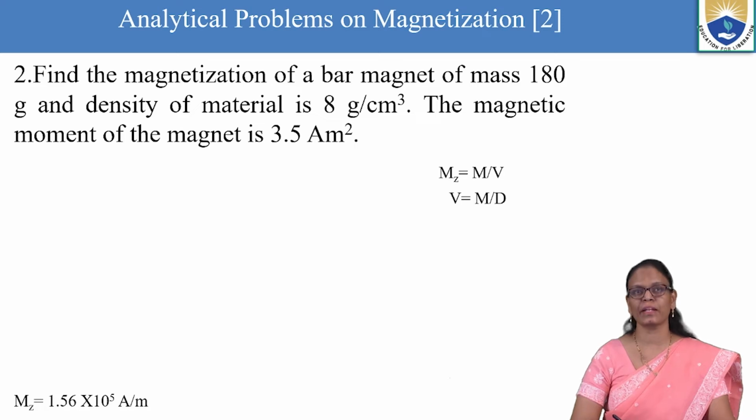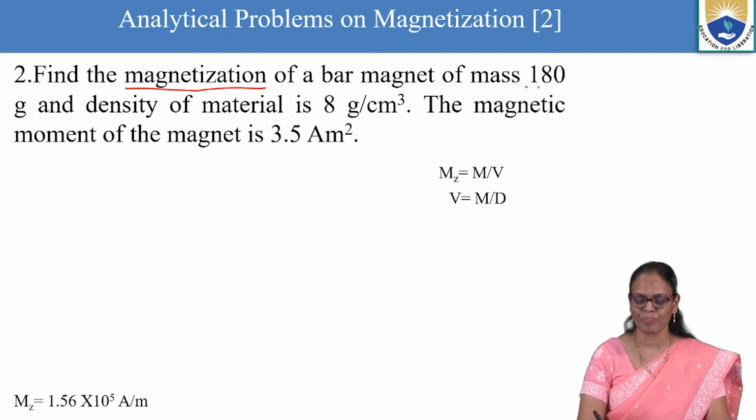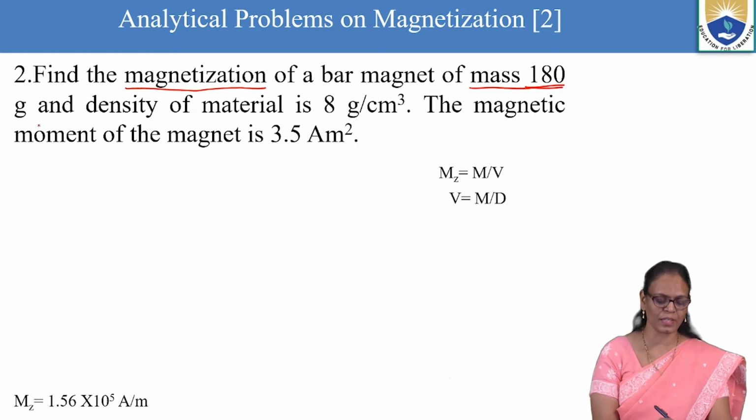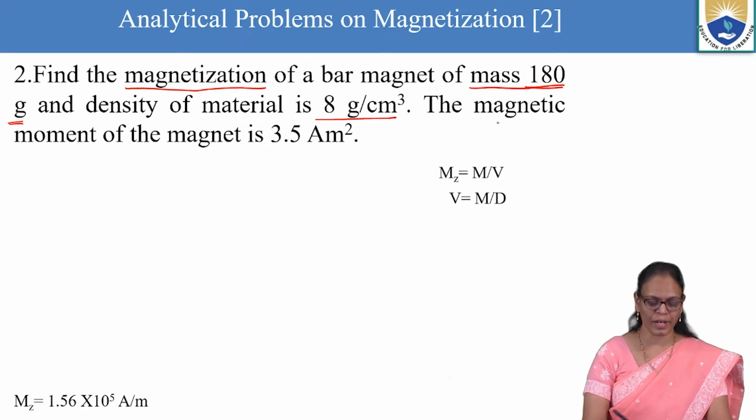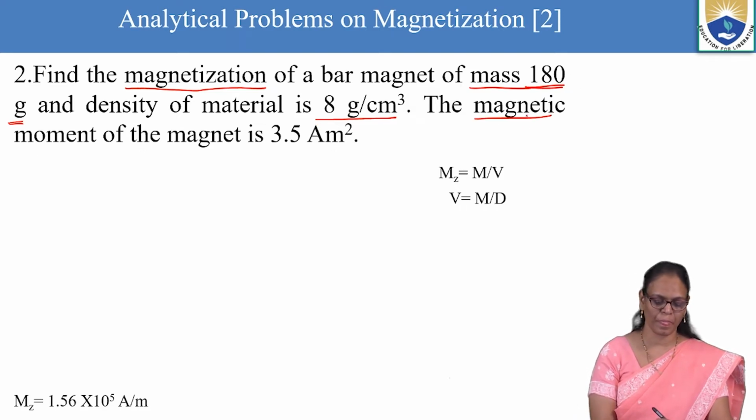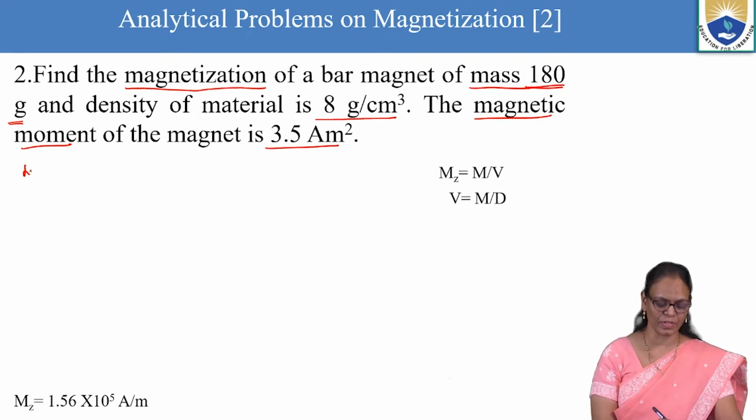Now, coming to the second one. Again, we have to find the magnetization of a bar magnet of mass 180 grams. The density of the material is 8 gram per centimeter cube, and the magnetic moment is 3.5 ampere meter square. Let us write the data given first.